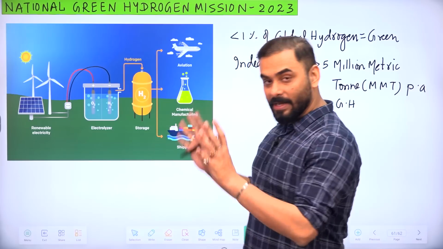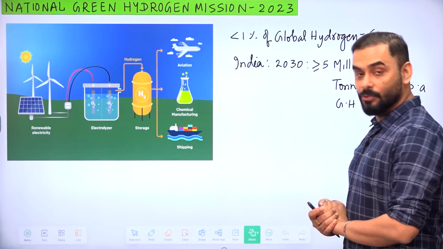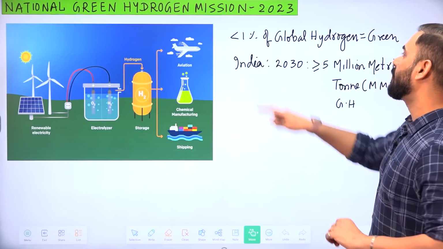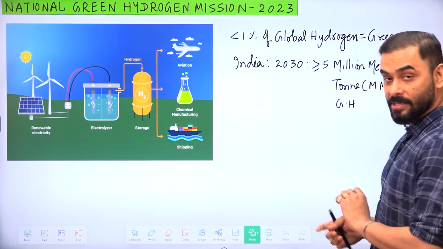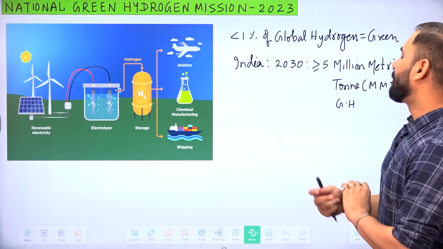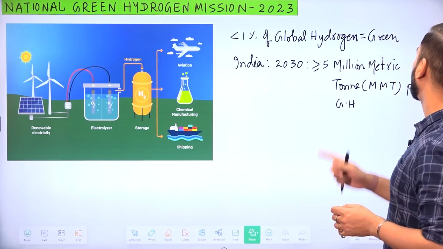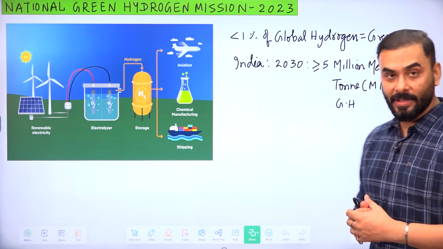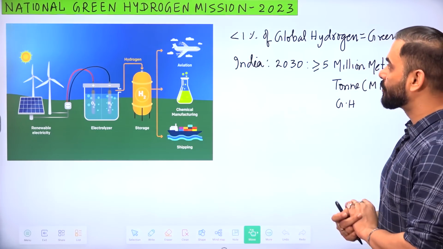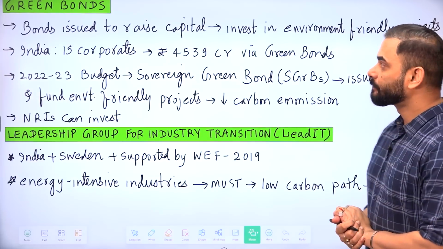So the government of India is also trying to create green hydrogen. Currently, if you look at the world, less than 1% of the global hydrogen is green. The government of India plans that by 2030, we would be able to manufacture 5 million metric tons per annum of green hydrogen through this mission called the National Green Hydrogen Mission.